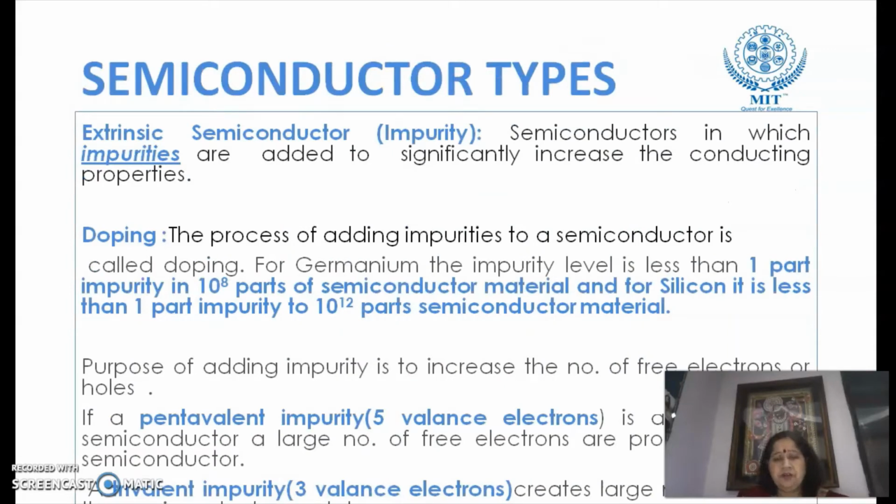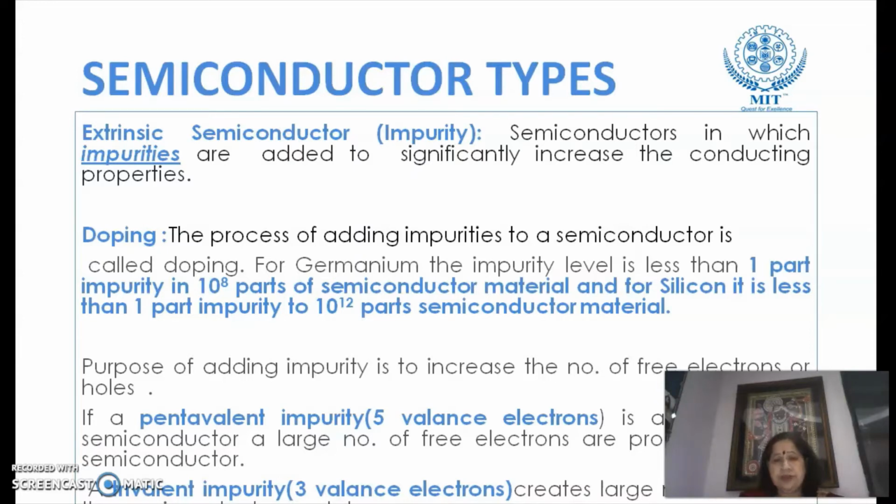Extrinsic semiconductor, also called impurity semiconductors. So semiconductors in which impurities are added to increase the conducting properties. And the process of adding impurities is called doping. For germanium, the impurity level is less than 1 part impurity in 10 raised to power 8 parts of semiconductor material. Whereas for silicon, it is less than 1 part impurity to 10 raised to the power 12 parts of semiconductor material.